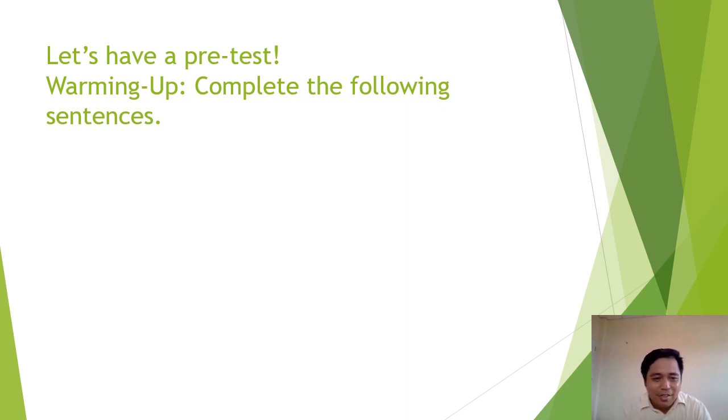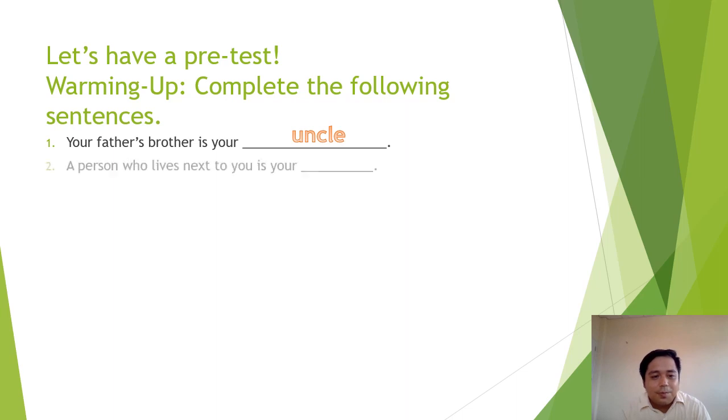Okay. So, number one, your father's brother is your... Do you know the answer? What do you call your father's brother? Your father's brother is your uncle. Remember. Next, number two. A person who lives next to you is your what? The answer is: the person who lives next to you is your neighbor.